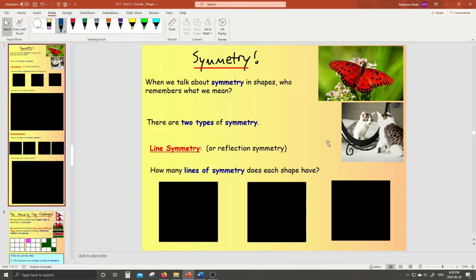Good morning, Year 7s. Right on to our next lesson in the unit now, in our Shapes unit. I'm quite excited because I think it's a good one. This is going to be a lot of chance for extra challenge for those of you who like it this lesson as well.